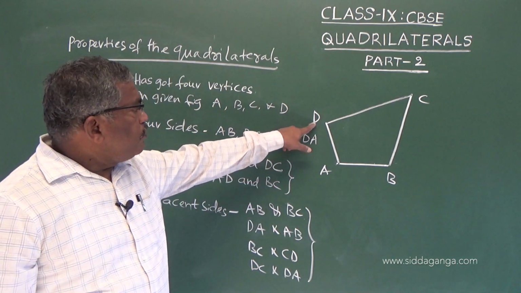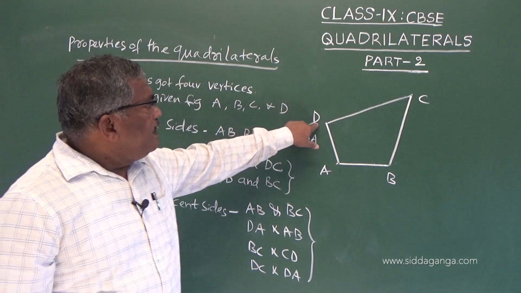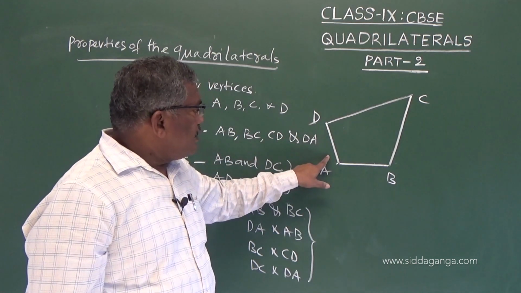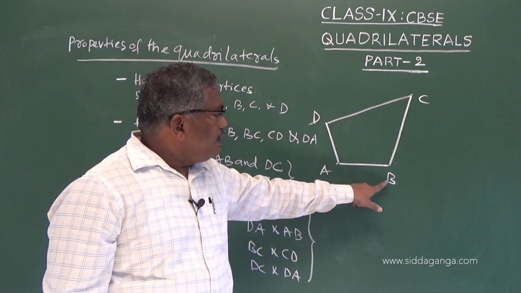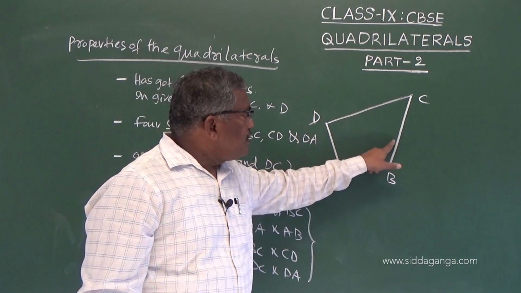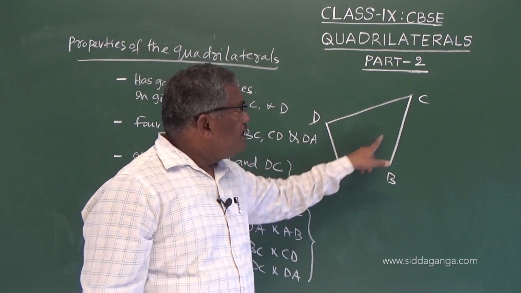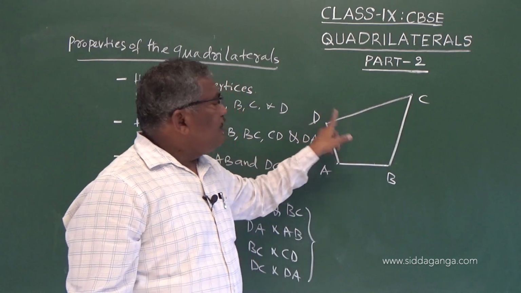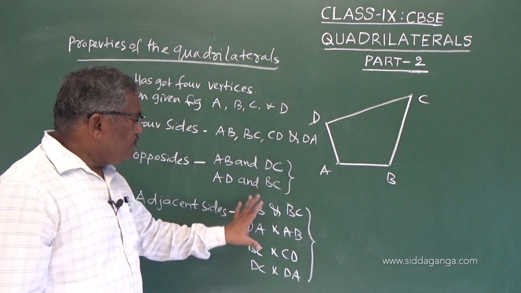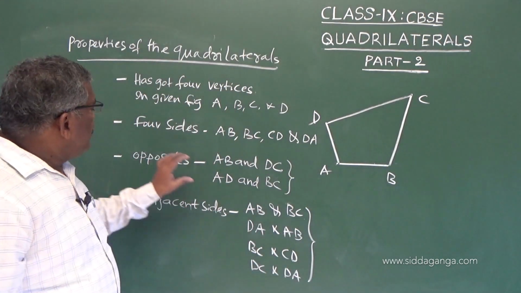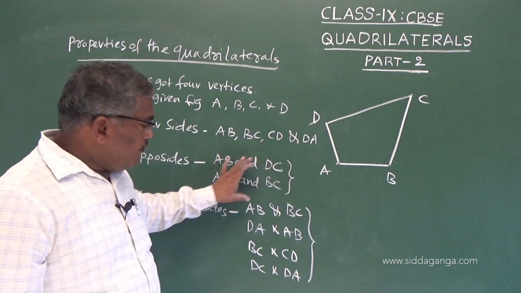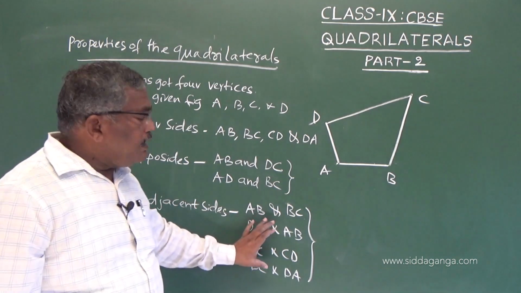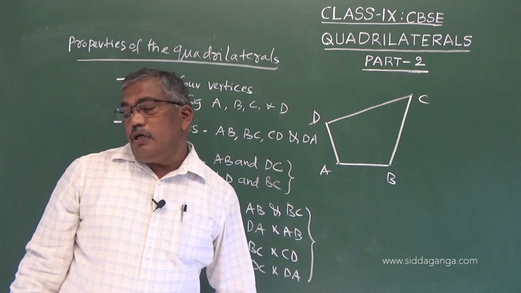So with respect to vertex D, DC and DA are adjacent, AD and AB are adjacent, BA and BC are adjacent, and CB and CD are adjacent. So likewise you have to list. So there are 2 pairs of opposite sides and 4 pairs of adjacent sides in a quadrilateral.